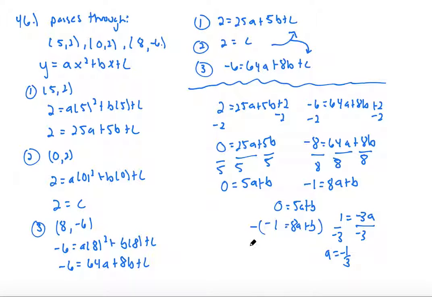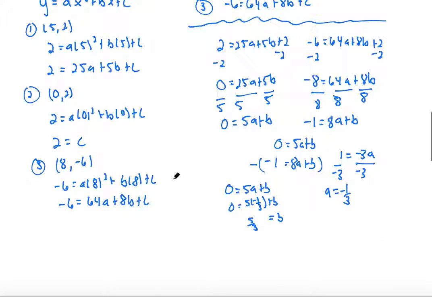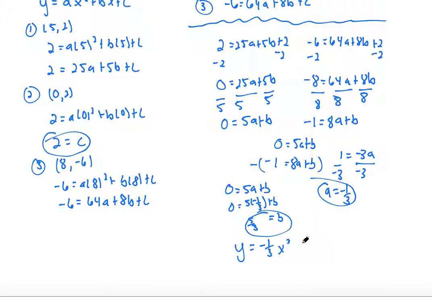And then we just need to solve for b. So let's go up to here. 0 equals 5a plus b. So 0 equals 5 times negative 1/3 plus b. So b is going to equal 5/3. And then last but not least, we know what c was from over here. We know what a is, and we know what b is. So substituting that into our equation, we have y equals negative 1/3 x squared plus 5/3 x plus 2. And that is your equation. In the next video, I will show you the shortcut method on how to do this on the calculator.